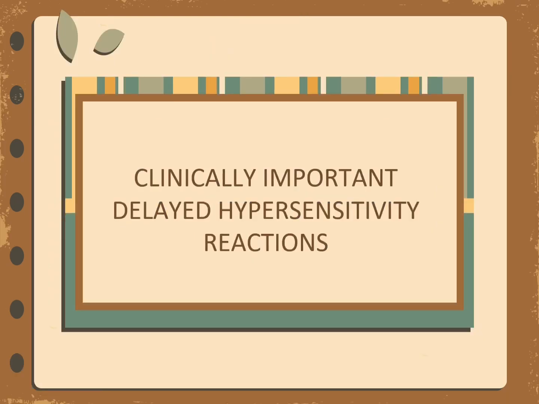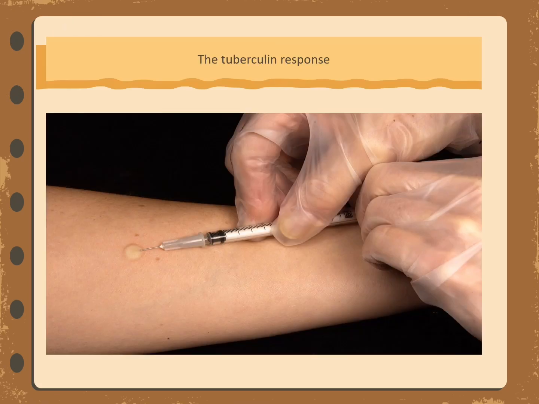For the clinically important delayed hypersensitivity reactions, first we have the tuberculin response. An injection of tuberculin beneath the skin causes a reaction in an individual exposed to tuberculosis or tuberculosis vaccine. It is used to diagnose contact with the antigen Mycobacterium tuberculosis. There is no response when the individual is not infected or vaccinated. Red, hard swelling develops in individuals previously infected or immunized.